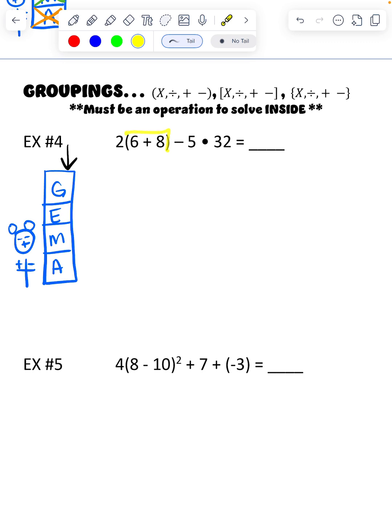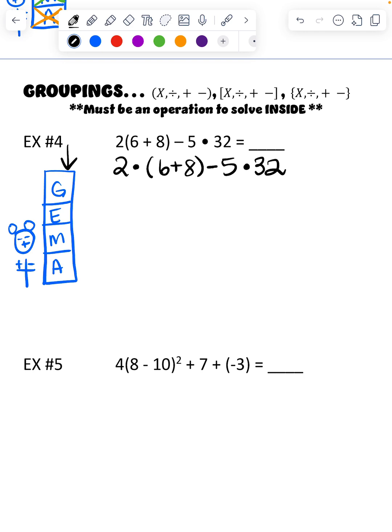We already said this parentheses represents a grouping because there's something in it to solve. But it also represents multiplication, because when I look at this parentheses, what's in front of it? A number. So I'm going to rewrite this problem with multiplication, then my parentheses, just so that I don't forget that the outside number is being multiplied by my parentheses. The 2 next to the parentheses represents multiplication. That's all I did, I rewrote it, and now I'm going to start solving.